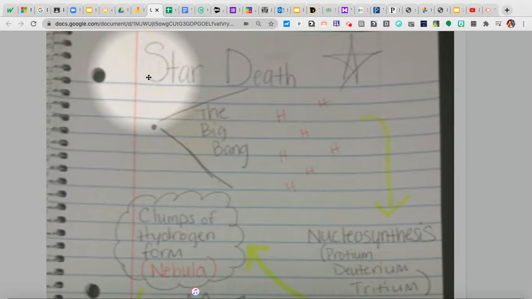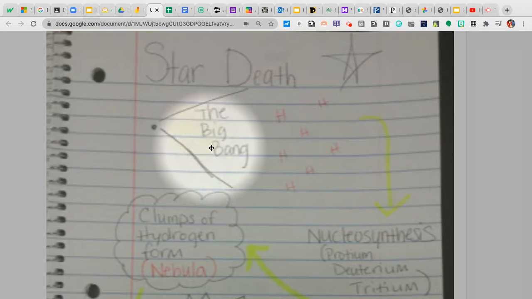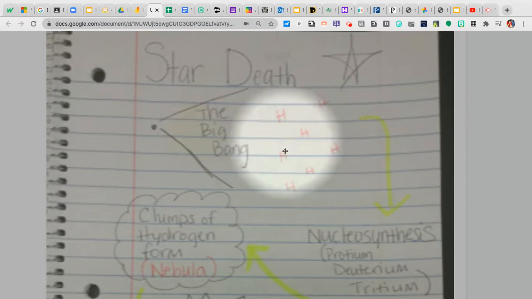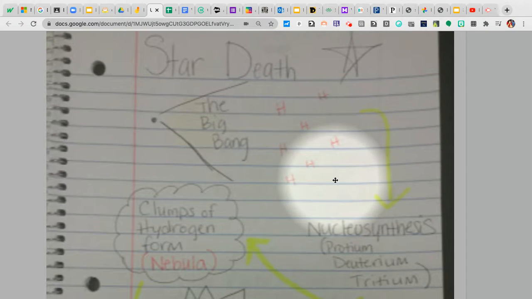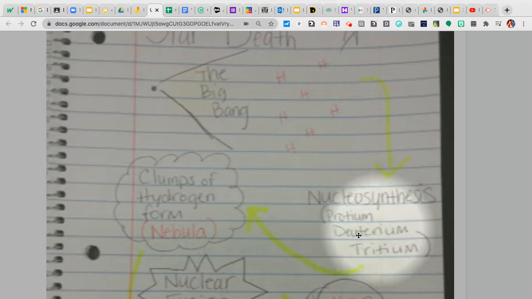All right, so the star death. It's going to go in order, and then it breaks off with the different types of stars, the mass of the stars. So again, all stars, we started with the Big Bang. We had a bunch of hydrogen atoms floating out there in space. And what happened to those hydrogen atoms? We talked about this earlier. We had nucleosynthesis, the creation of a nucleus. So we got hydrogen, we got isotopes of hydrogen: protium, deuterium, tritium.